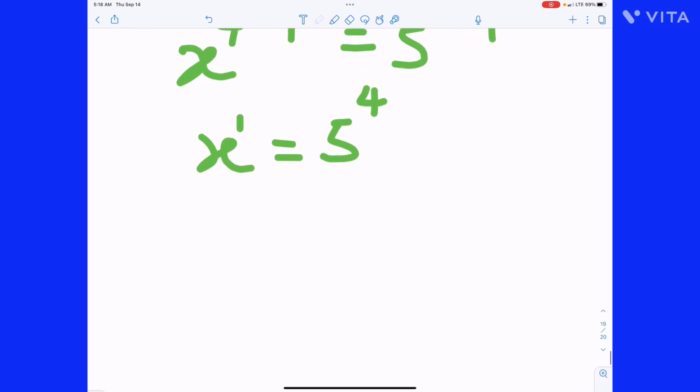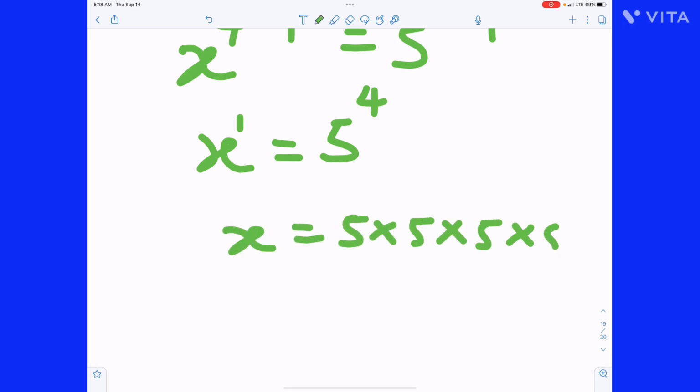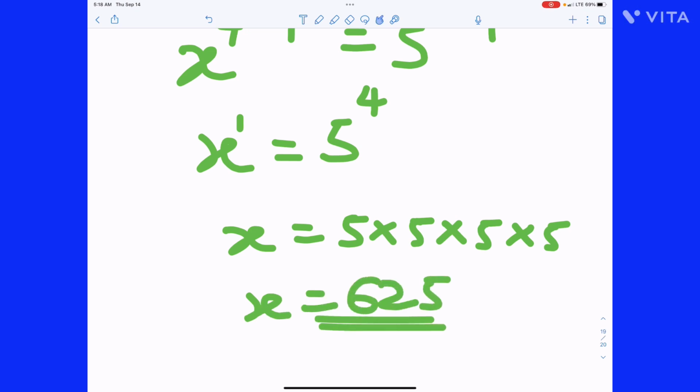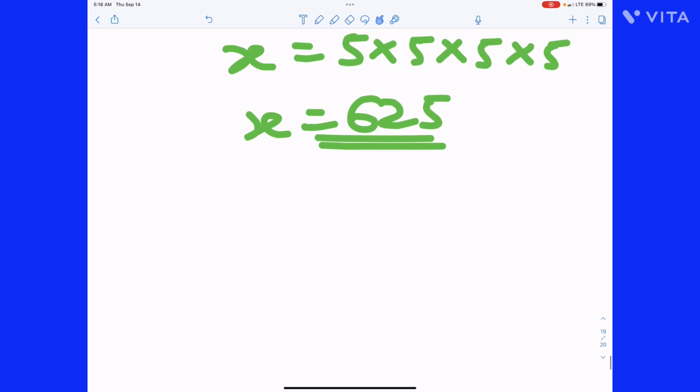So this gives you what? X is equal to 5 times 5 times 5 times 5. And that gives you x is 625. So that's that.